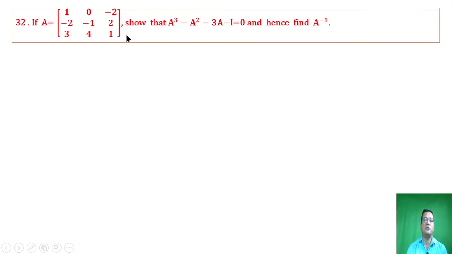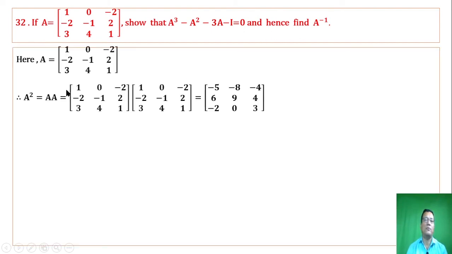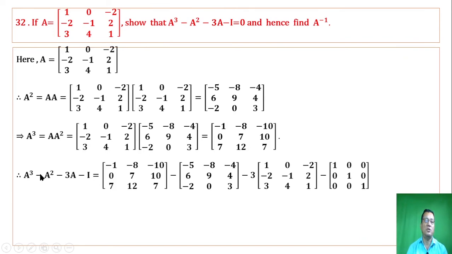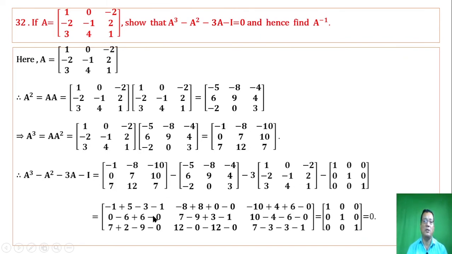If A equals this matrix, show that the matrix equation holds, and hence find A inverse. We have to find A square, and by multiplication we get this. For A cube we multiply this by A and we have this. Put these values on the left hand side and simplify. Lastly we get the zero matrix. Hence the matrix A satisfies the matrix equation, from which we have to find A inverse.